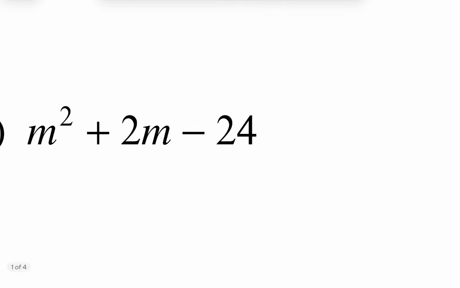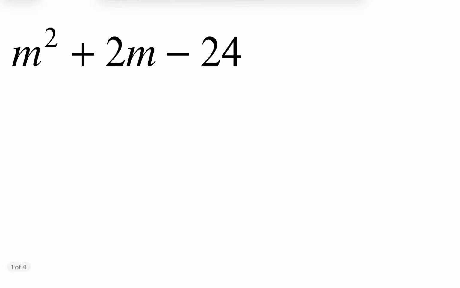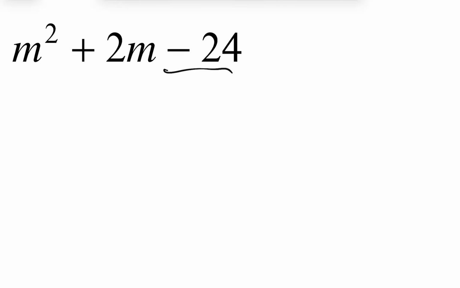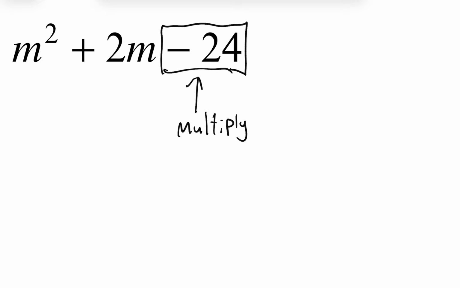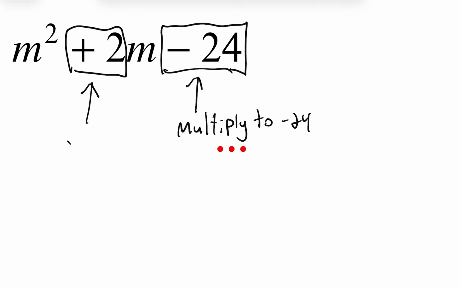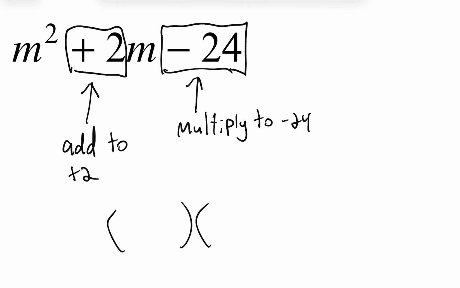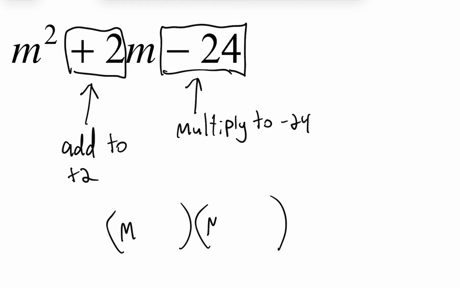Let's do one more here. Okay, this one's a little trickier because there's lots of ways to multiply to 24. But ultimately, we need to find two numbers that multiply to negative 24 and add to a positive 2. All right, so we know our answer is going to be represented in two parentheses, our factored version. We know our variable here is an m.